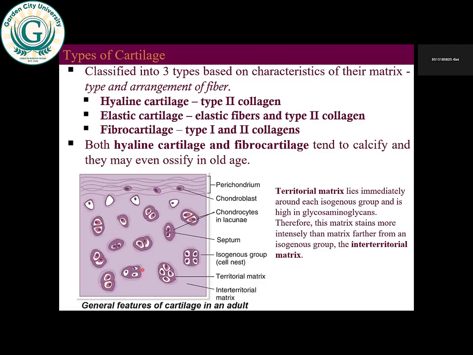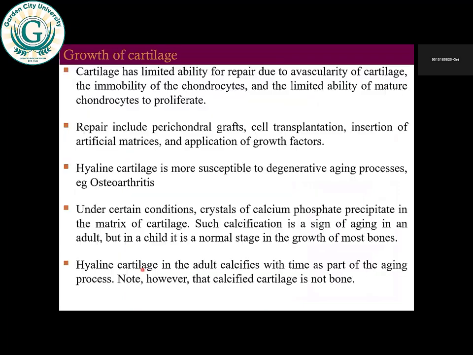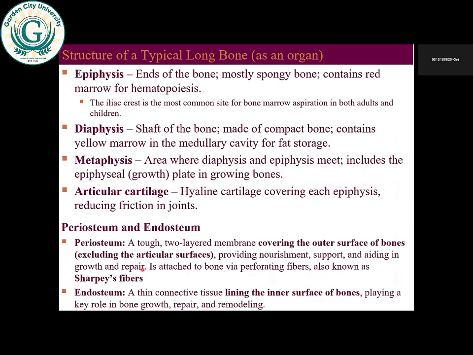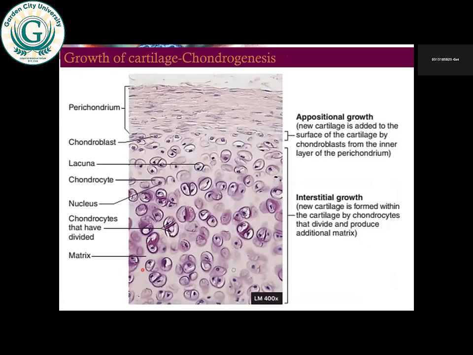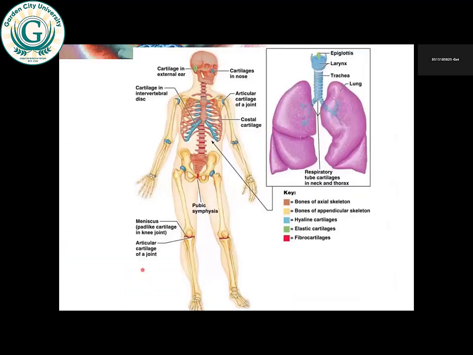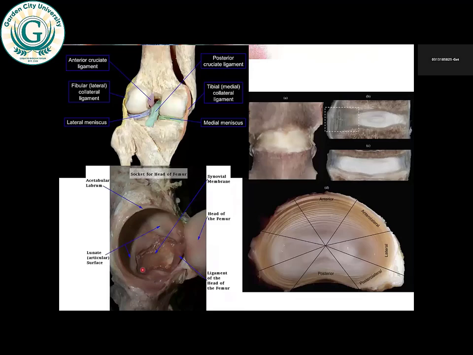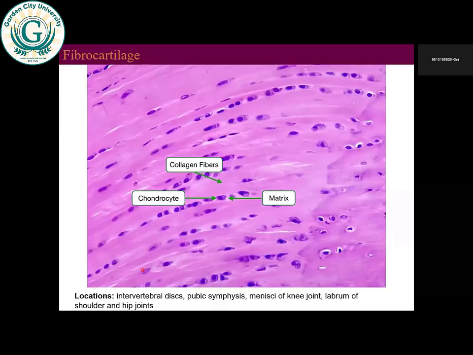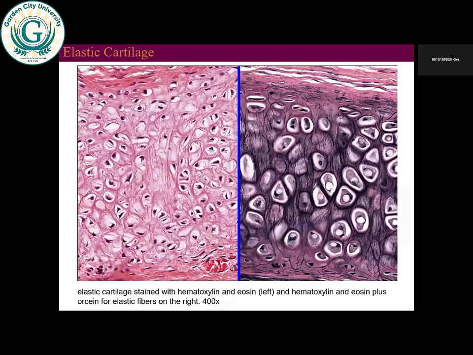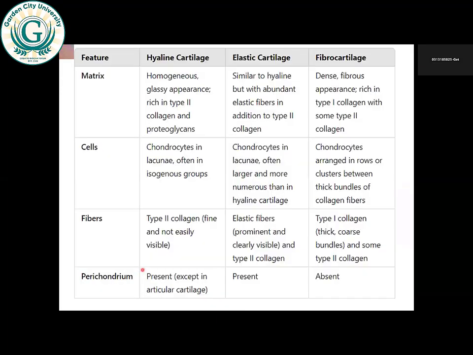I'm not going to talk about this one. Let me leave this one. Because cartilage, they grow. I wanted to talk about how cartilage grows, but I'm not going to talk about those ones. So let's just look at the 3 types of cartilages and where we can find them.